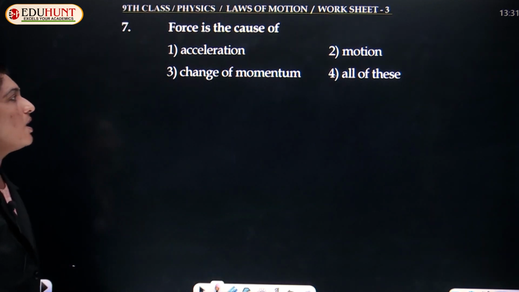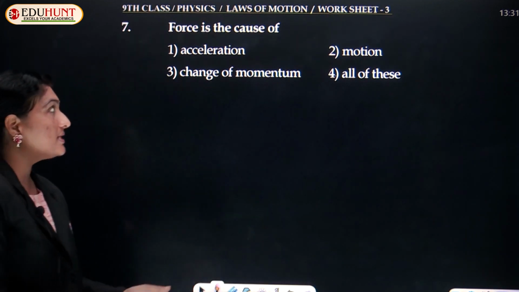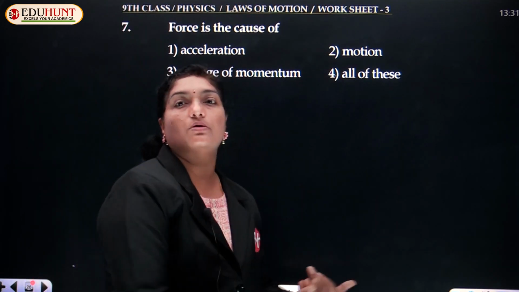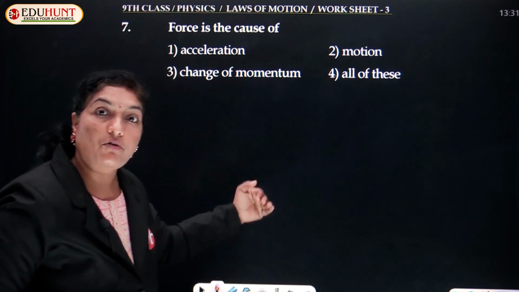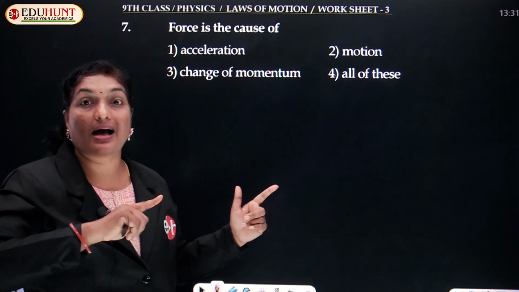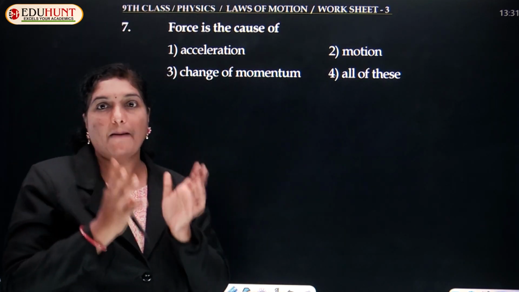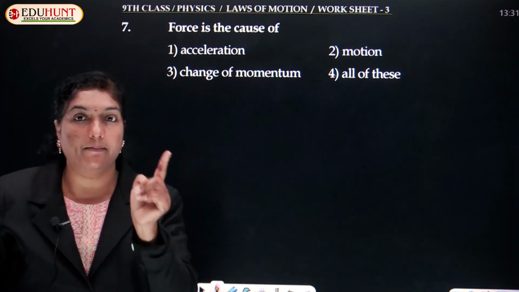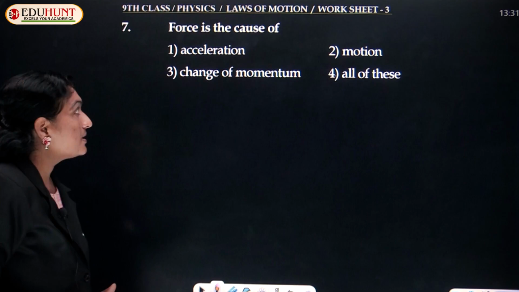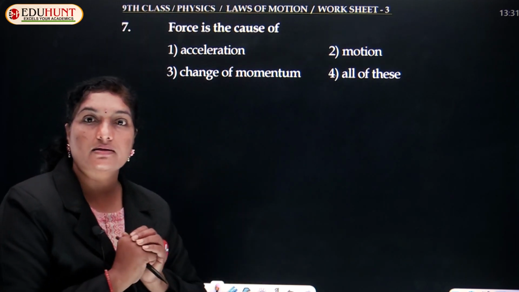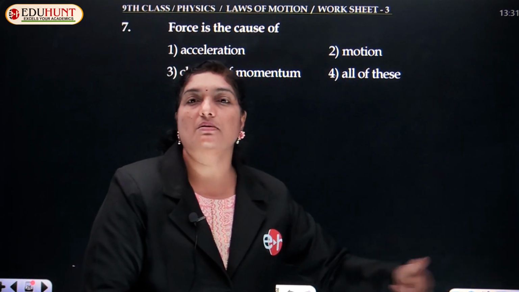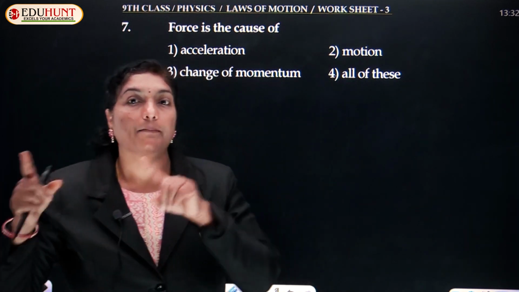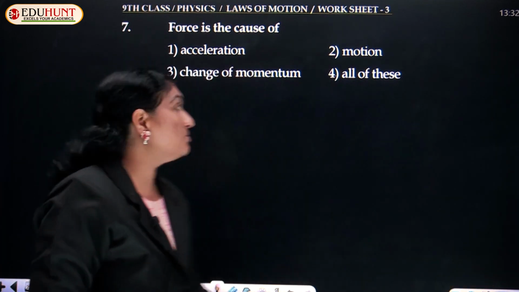Force is the cause of... A slowly moving body may get accelerated because of the application of force. Force is there, the body accelerates, mass into acceleration. Some body of mass m is there, force is applied, it accelerates. F equals ma. Force is the cause of motion. The body is at rest, force is applied, the body moves. So the body is set into motion because of force, and acceleration is created.